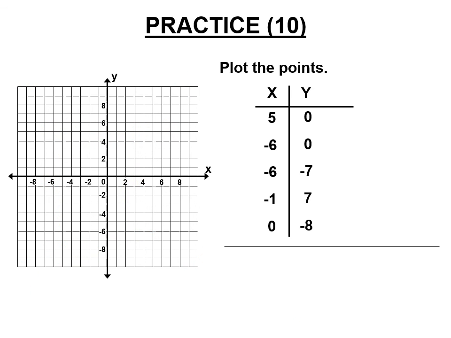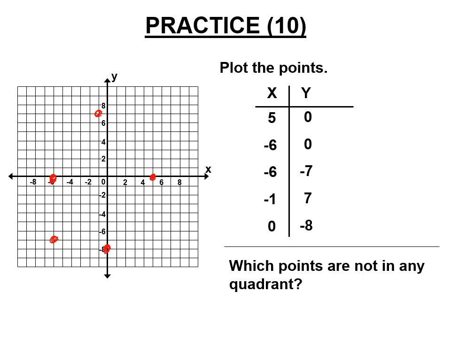All right, plot these points. I'm showing them in a table. X, by the way, is always on the left. We never trick you or anything. 5, 0 is the first point. -6, 0 is the second point. -6, -7 is down here. -1, or I guess we're not making a rectangle this time. Oops, -1, 7 up there, right? And 0, -8 is down there.